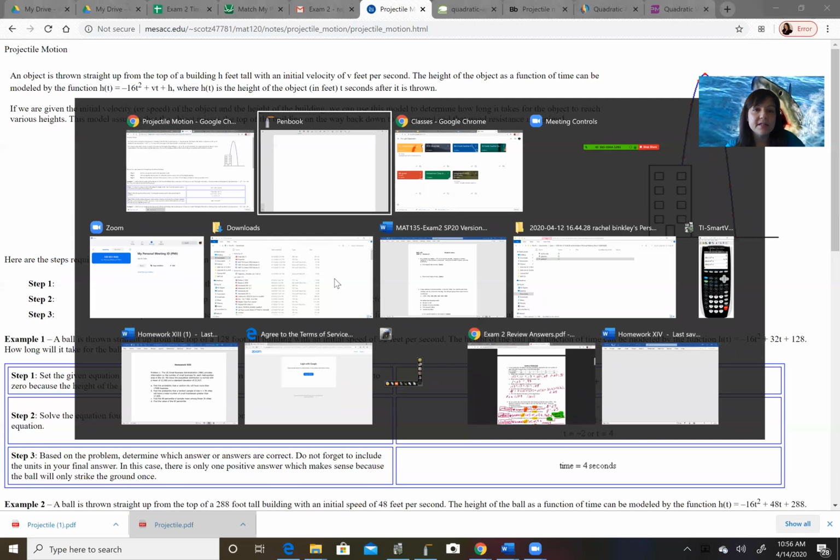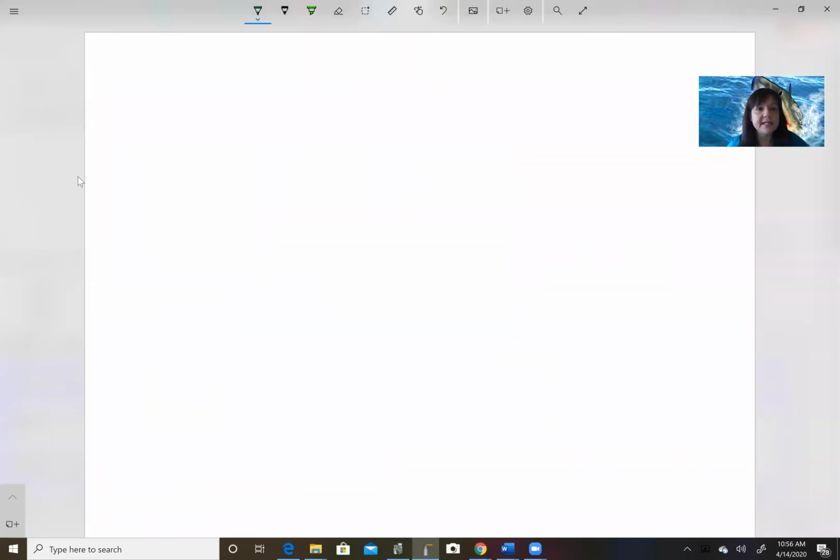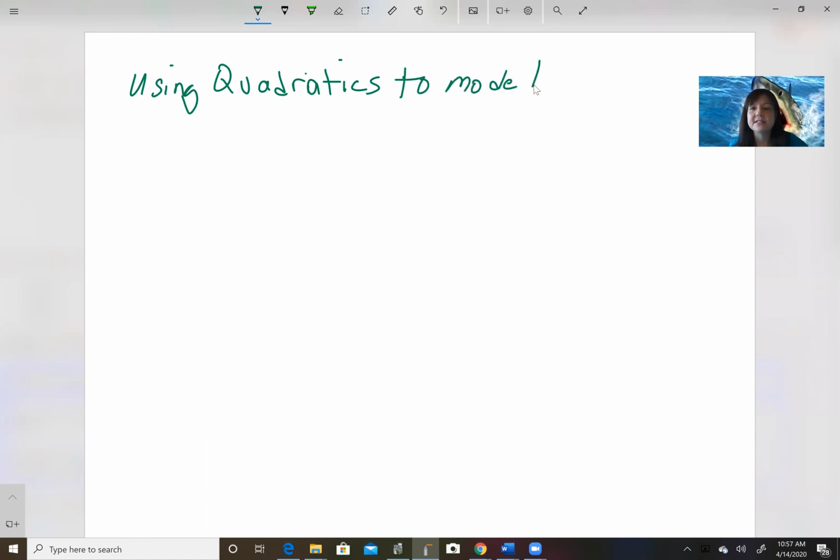But first of all, what we're going to be doing is using quadratics. This is the title for your notes. Quadratics to model, this is harder than it looks, you guys, to model projectile motion. And you will also be seeing this a lot in physics and getting a little bit more in depth with it, but you'll be using quadratics, so it's good to see it now, using quadratics to model projectile motion.